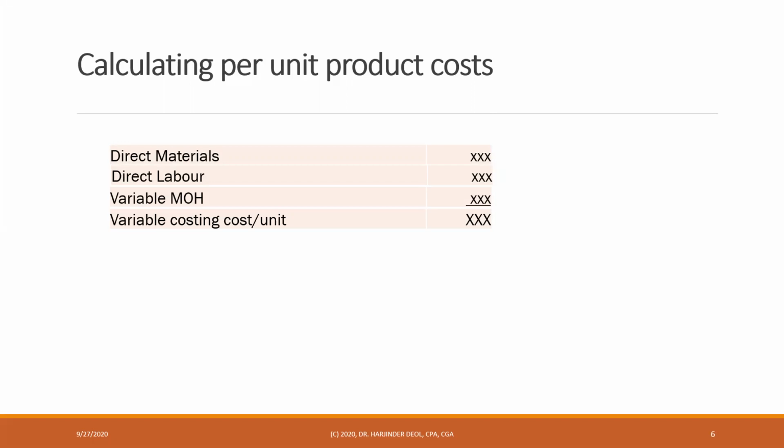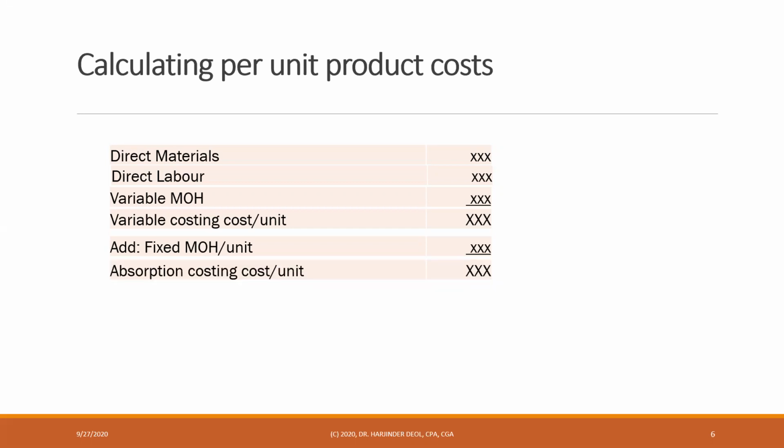So if we look under the variable costing method, the direct material plus direct labor plus the per unit variable manufacturing overhead will give us variable cost per unit. In that variable cost per unit, if we add the fixed manufacturing overhead for every unit, so the total manufacturing overhead divided by the number of units produced will give you the per unit fixed MOH rate. So that on top of the variable cost will give us the total absorption cost.